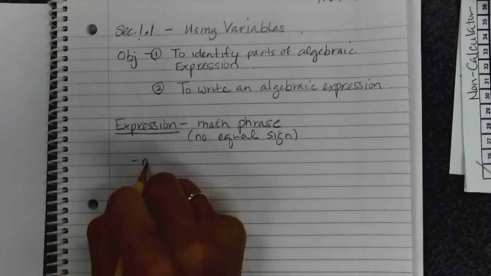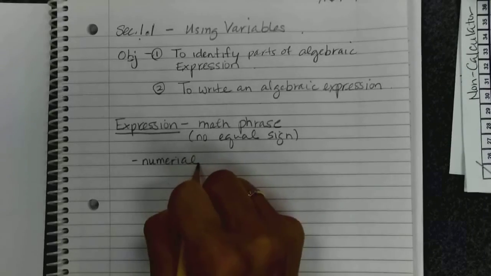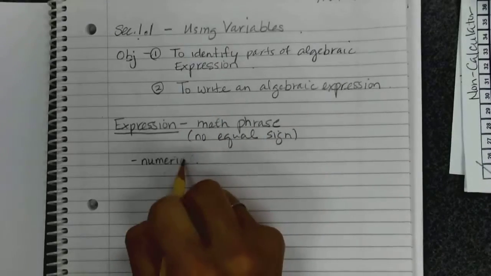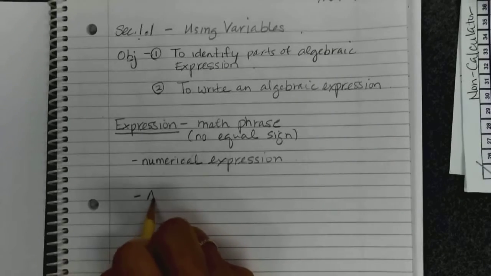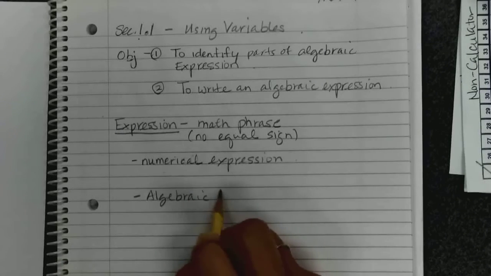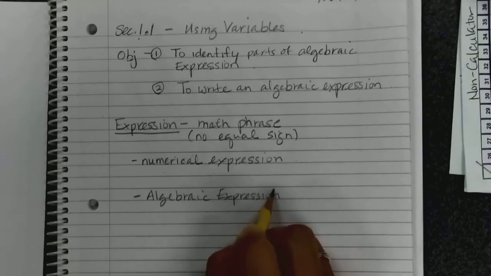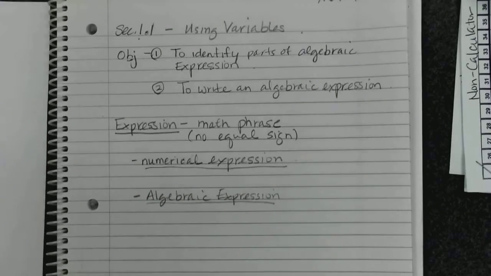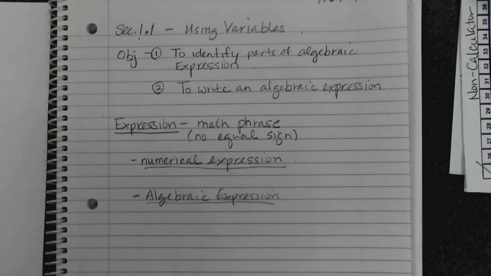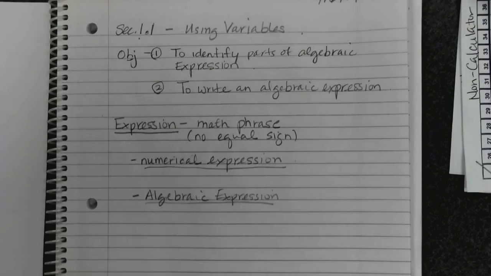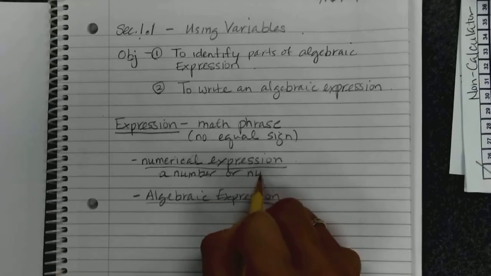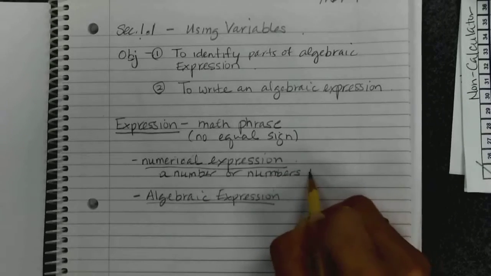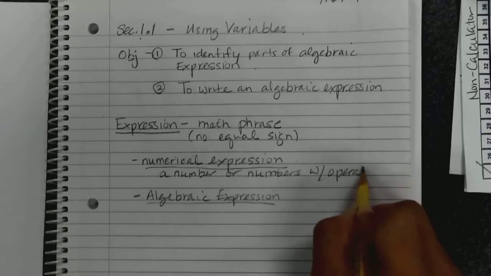So there's two types. One is called a numerical expression. And the other one is called the algebraic, which is the one that we're going to concentrate on today. There's a difference between the two. A numerical expression is just a number or numbers with an operation.